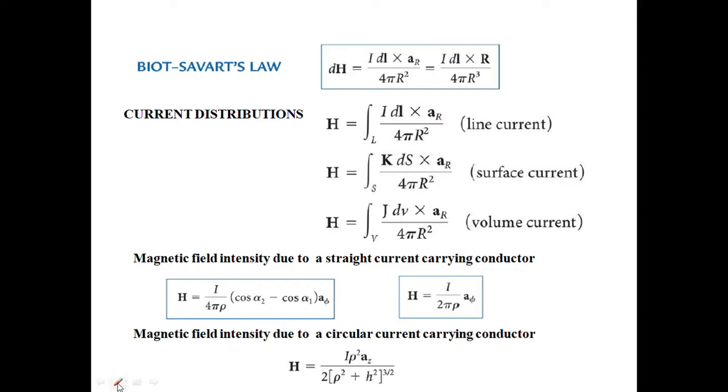So we started with Biot-Savart's law. So we got this expression for dH. We have solved one problem also based on this. And then, like how we had charge distribution in electrostatics, we have charge distribution in magnetostatics also. That is I for line, K for surface, and J for volume. So respectively, you have to apply these differential elements: differential length, surface, and volume. The remaining things remain the same.